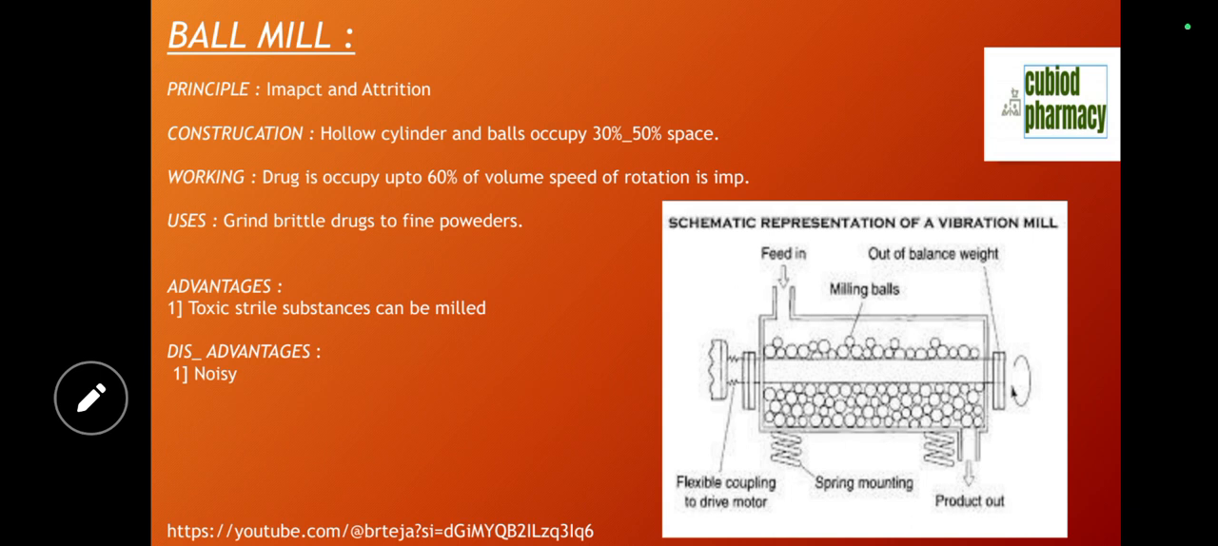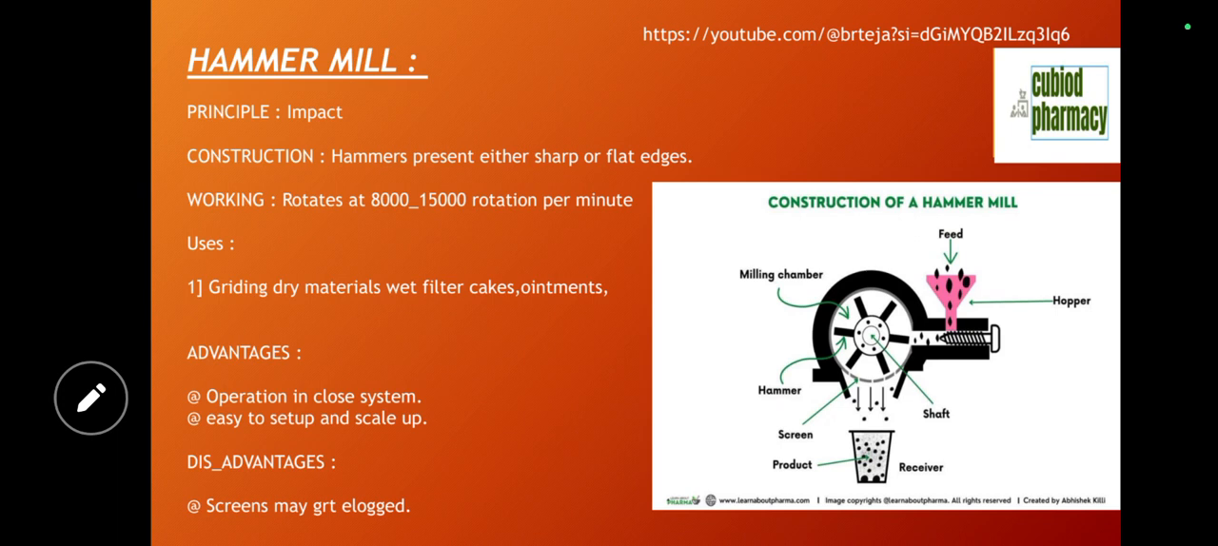Next one, hammer mill. The most commonly used mill in size reduction is the hammer mill. The principle involved in the hammer mill is impact forces. Construction: hammers are present with either sharp or flat edges.